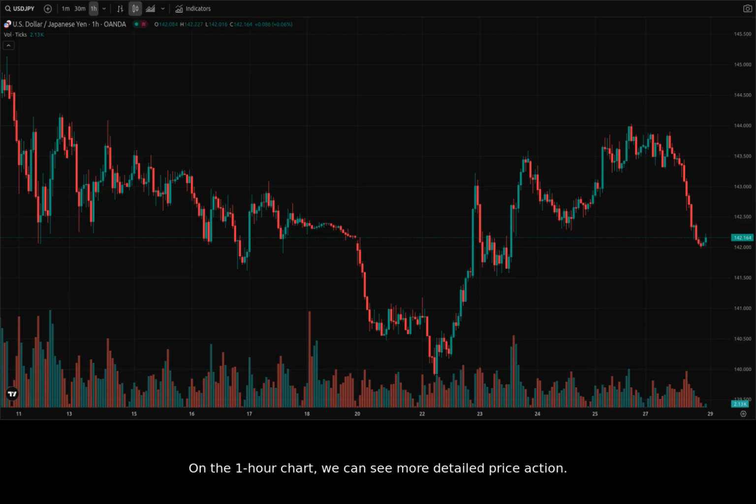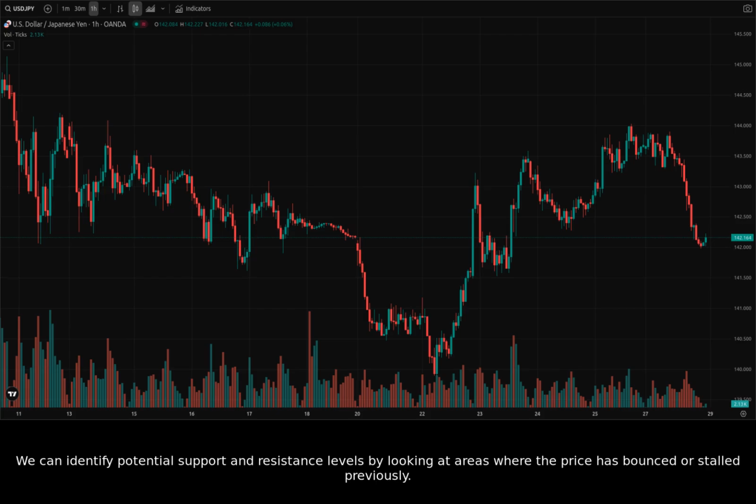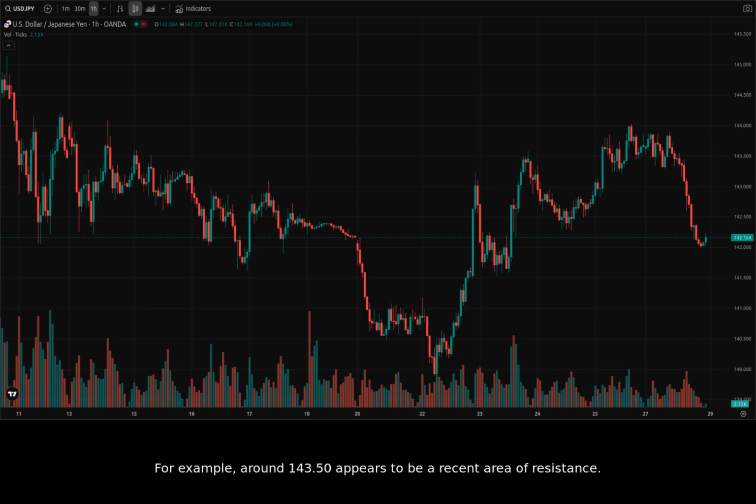On the 1-hour chart, we can see more detailed price action. We can identify potential support and resistance levels by looking at areas where the price has bounced or stalled previously. For example, around 143.50 appears to be a recent area of resistance.